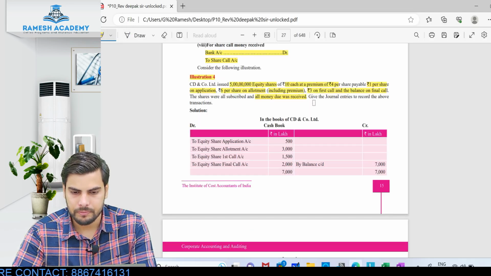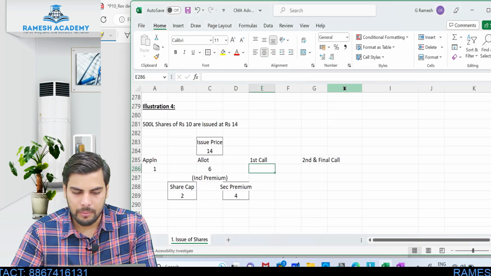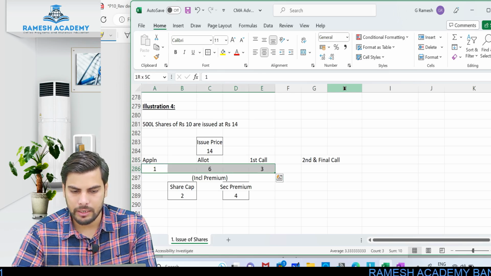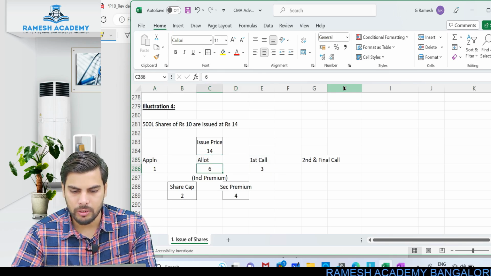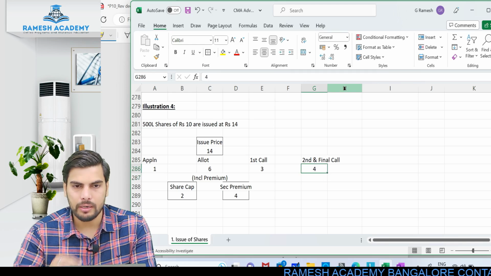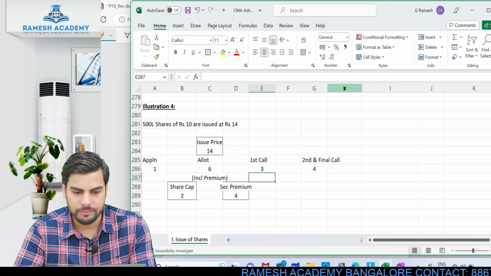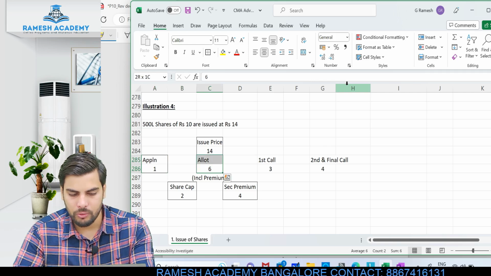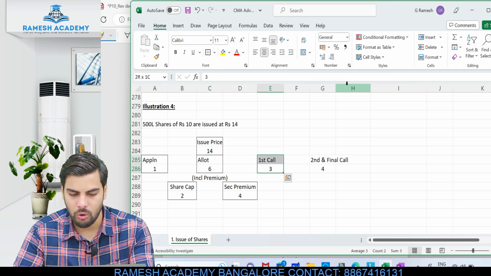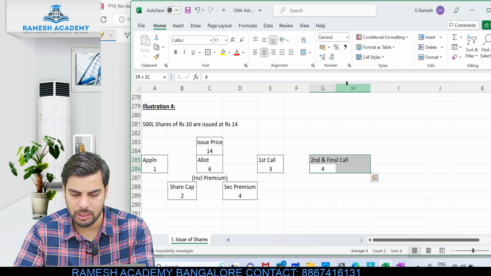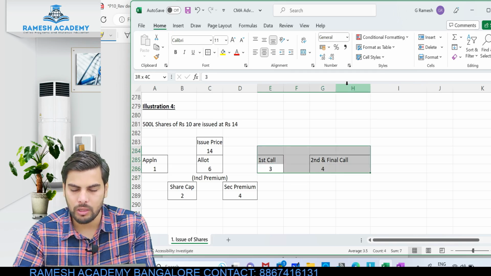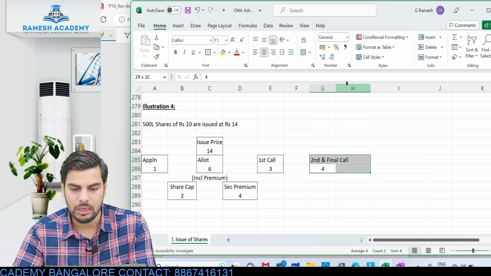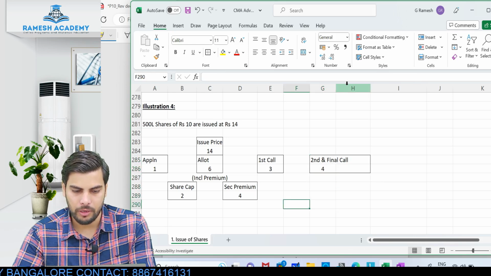Look at the question. 3 rupees on first call and the balance on second and final call. Out of 14 we have already received 6, 7, 8, 9, 10. 10 rupees is already collected till this point of time. So the balance 4 rupees will be collected at the second and final call stage. Clear? Now all we need to do is pass the journal entry with respect to all these 3 stages. Both calls put together will be called the call money stage. So here 2 calls are being made by the company: first call to the extent of 3 rupees, second and final call to the extent of 4 rupees.